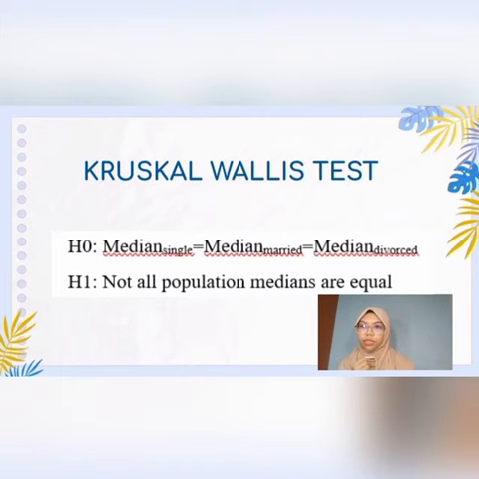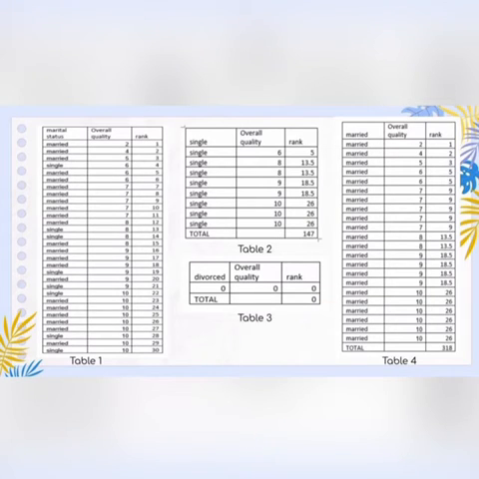The null hypothesis is that the medians for single, married and divorced are equal, or we can say that the population medians are equal. The alternative hypothesis is that the population medians are not equal. For this case study, we want to know how marital status affects the overall perception of the quality of the diapers. Our independent variable is marital status, which is single, married and divorced. Meanwhile, the dependent variable is measured on a 10-point Likert scale from lowest rating to highest rating.